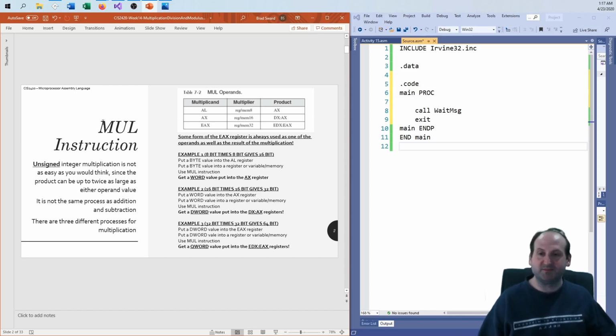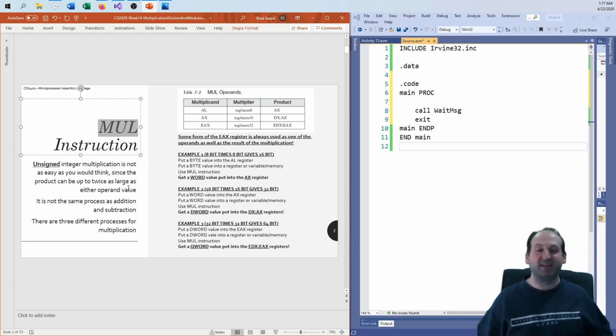So mul, just by itself, is the unsigned integer multiplication. And again, it's not as easy as you might think. Some of you have tried it in previous examples, and you got points taken off because you didn't understand all the little intricacies that go with it, which is unfortunate, but that's why Chapter 7 is here and not previous. There are 3 different processes, and it's just a matter of figuring out if I'm going to multiply 8-bit numbers, 16-bit numbers, or 32-bit numbers together. That is pretty much the only difference.